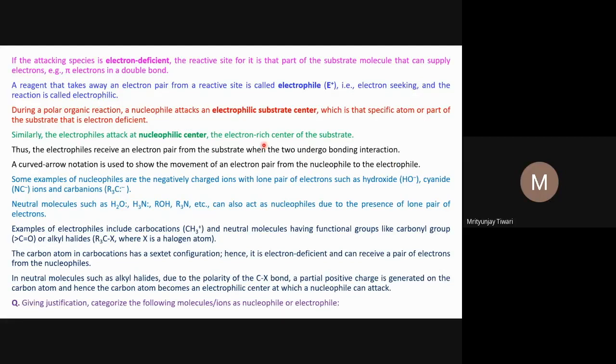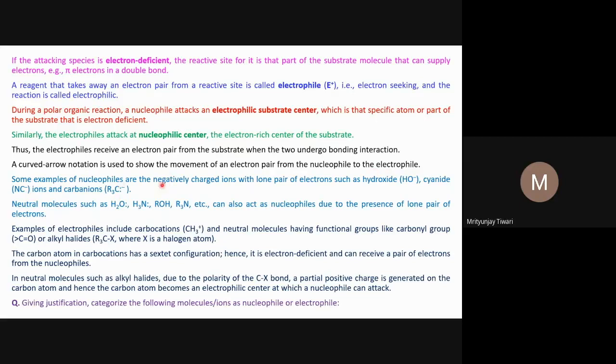Similarly, we also use a curved arrow to show the movement of electrons from the nucleophile to the electrophile. Nucleophile means an electron rich species which has a lone pair of electrons or a negative charge or maybe a pi electron cloud, moving to the electron deficient center. The curved arrow notation is used to show the movement of an electron pair from the nucleophile to the electrophile.